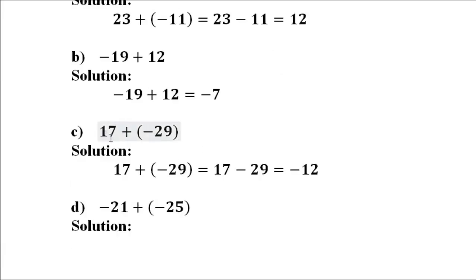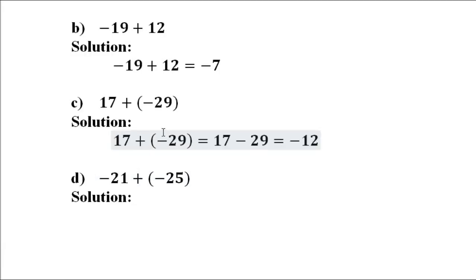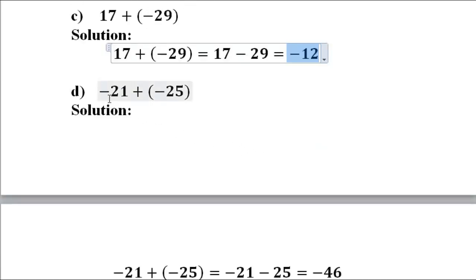The third part of the question is 17 plus -29. Multiplying a positive sign by -29 results in -29. Next, 17 minus 29 gives -12. The fourth part of the question is -21 plus -25.